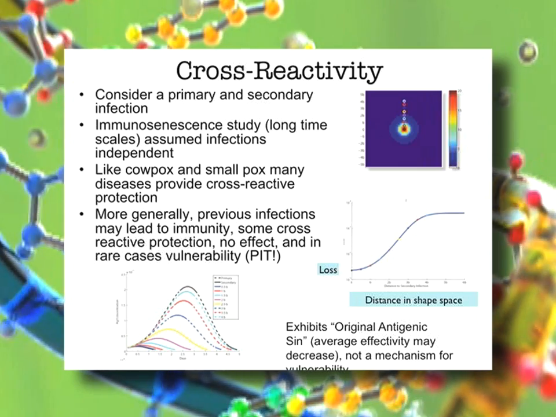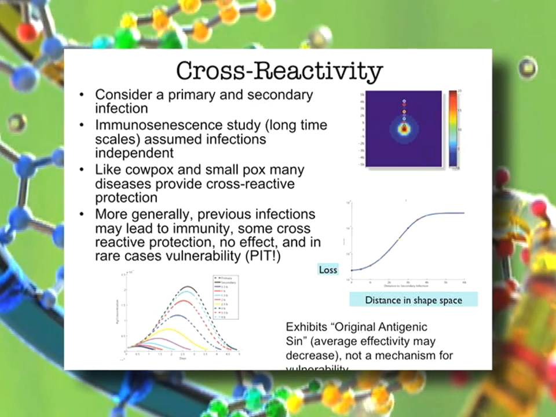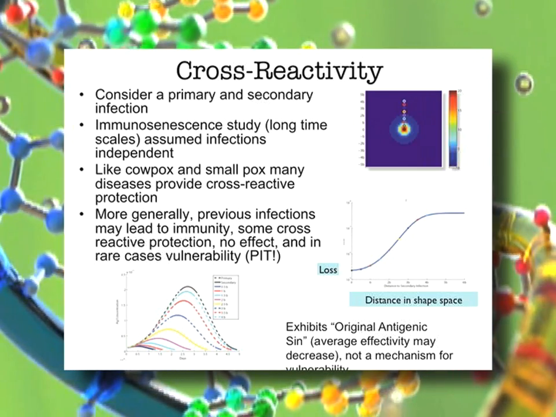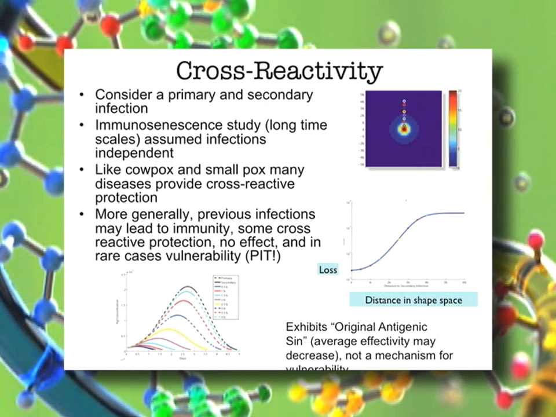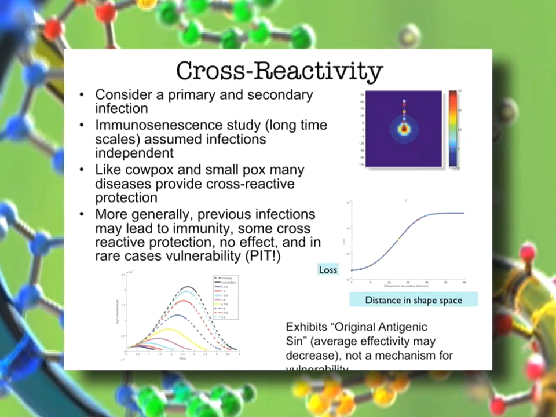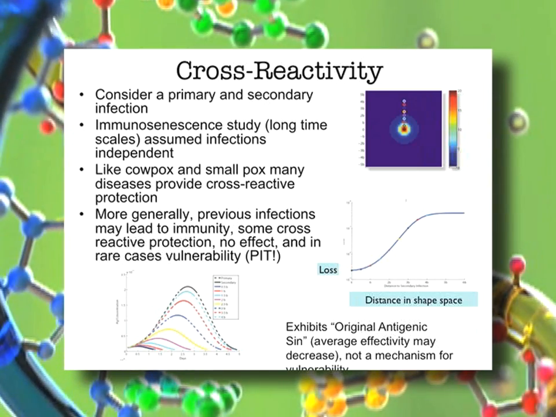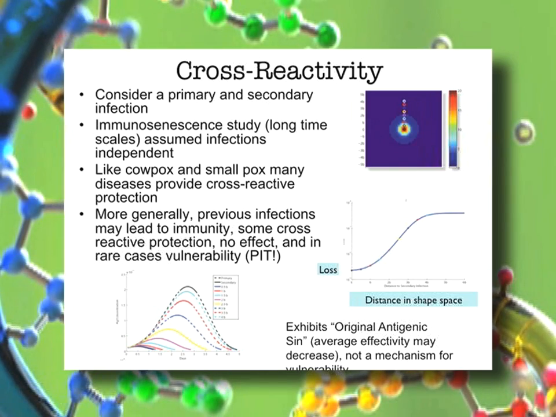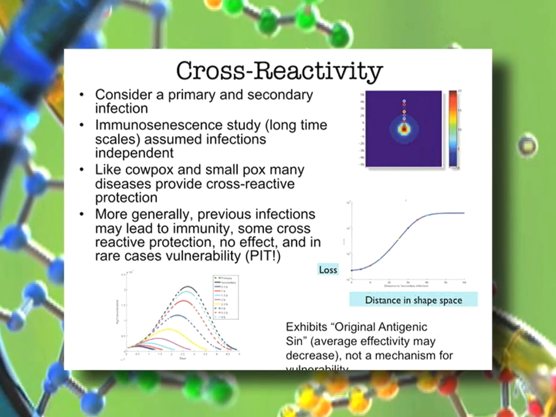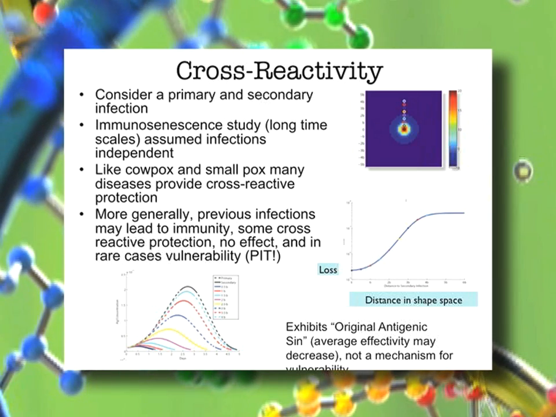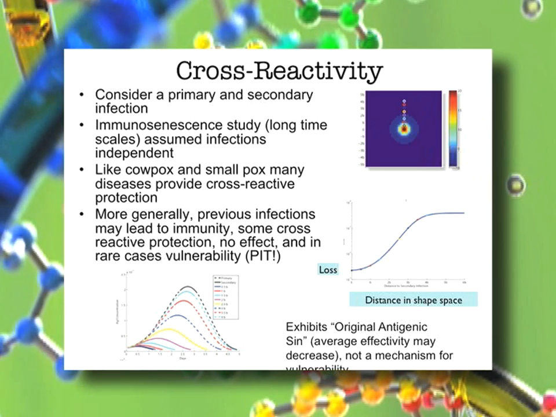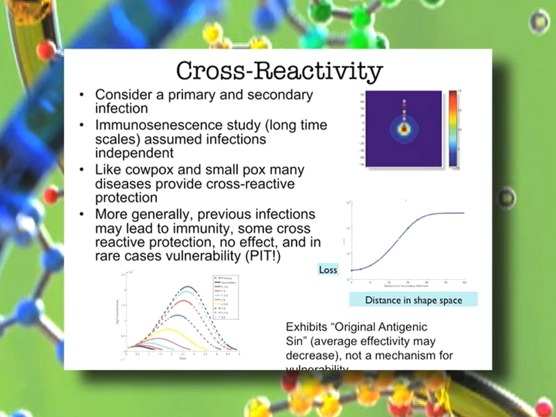The first model, we talked about this business of immunosenescence, really looked at a long time scale. Now what I want to do is focus on two sequential infections. It doesn't have to be sequential, just a primary and a secondary infection. And basically, we so often will use certain kinds of diseases that are asymptomatic or cause few symptoms in humans to inoculate against other kinds of diseases.